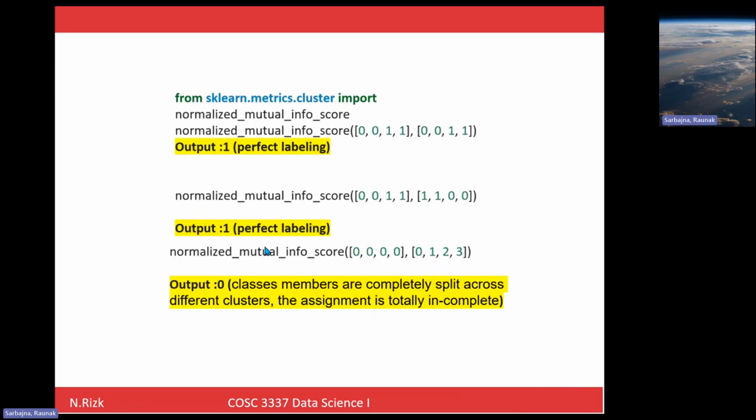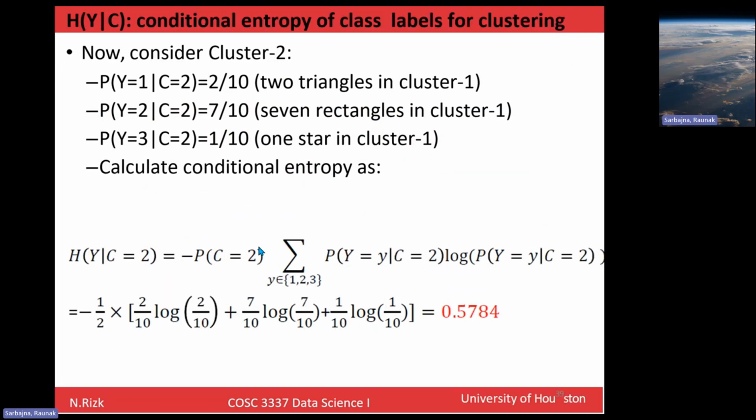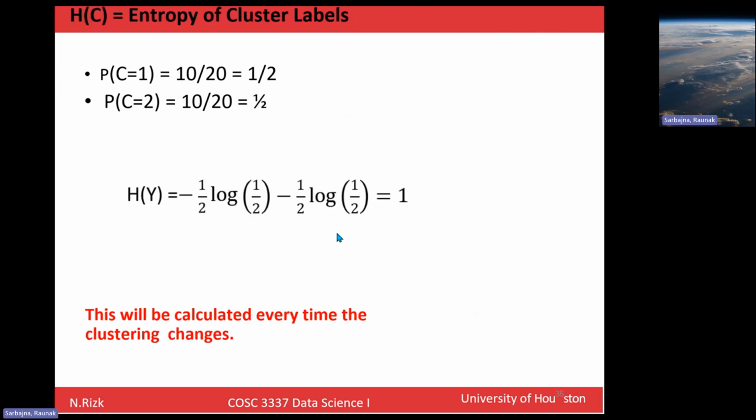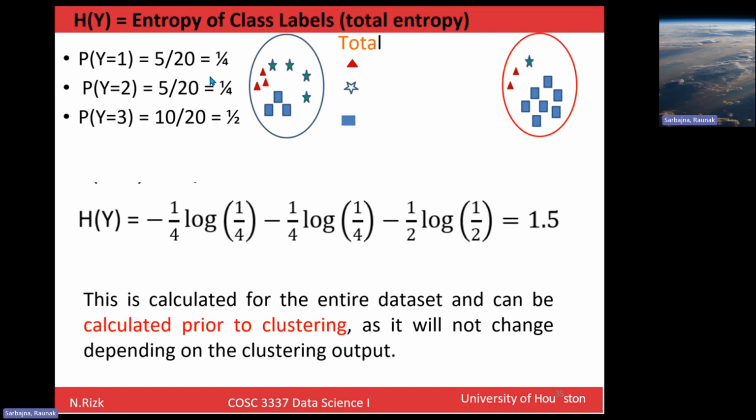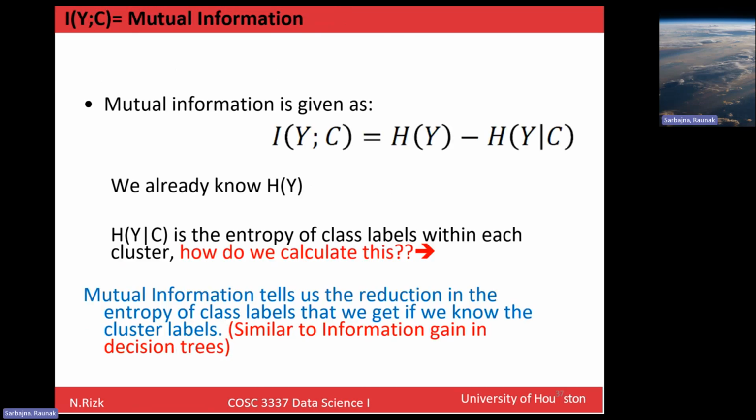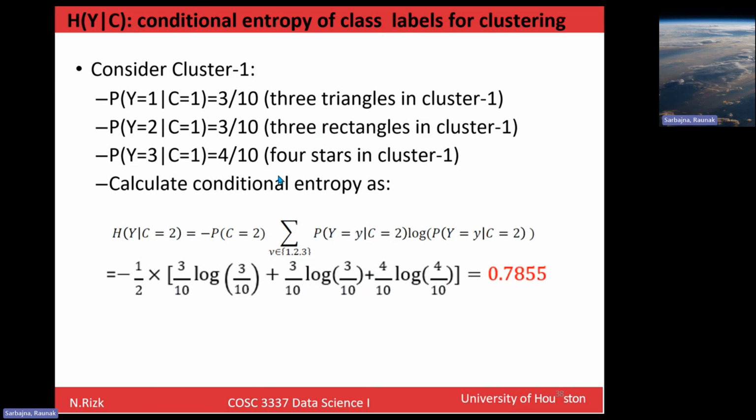So the H of C and H of Y remain the same. But the conditional probability is what changes. So both H of Y and H of C in the given example versus here remain the exact same. But this part, the mutual information, is what's going to change. So this conditional entropy is what's going to change. So this is what you have to do on your own.